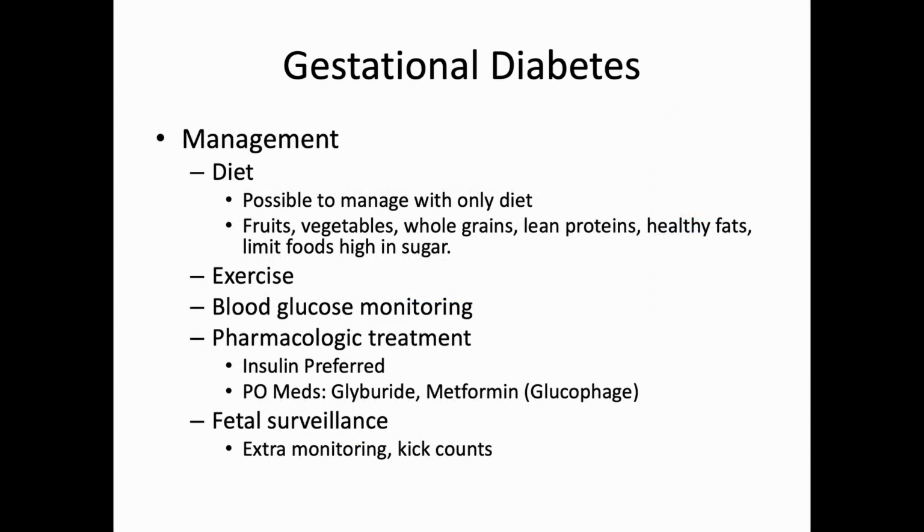So diet, right, possible to manage with only diet. Exercise is encouraged. Blood glucose monitoring. We also have meds, right, so they could be on something like a glyburide or metformin. Insulin is really preferred, though. If you need a med, they usually just put you on insulin, but you could be on a PO medication. Fetal surveillance, you're going to be going to the doctor a lot more for this baby to be watched, especially in their growth, and kick counts, because we're concerned about less oxygen getting to the baby through the placenta. So we want her to really be taking notice if those kicks are decreasing.